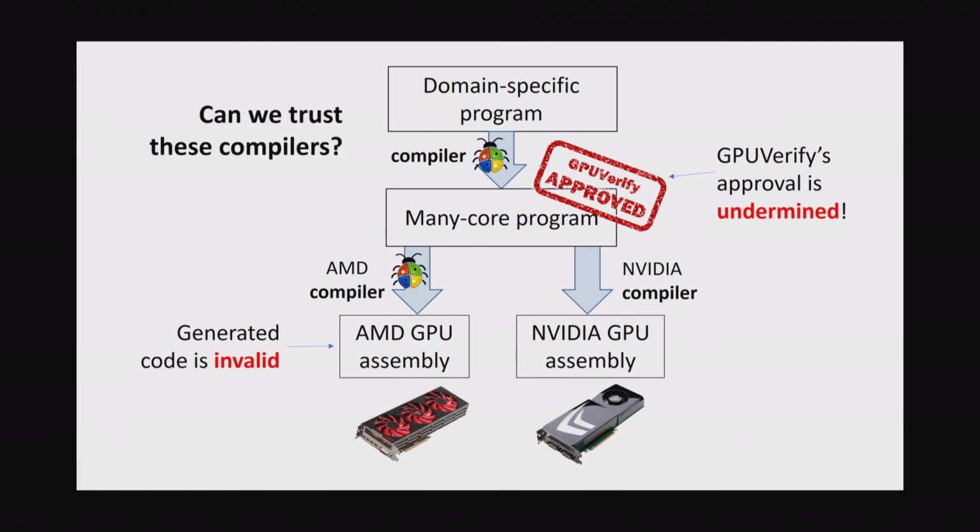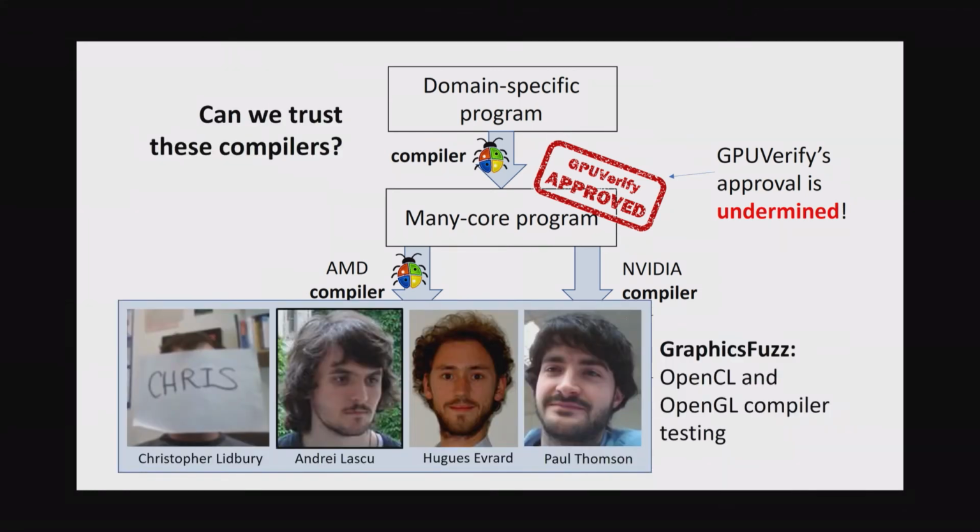So as a little aside, I'm going to tell you in a moment about a technique called GraphicsFuzz that started with an MEng project from my student Christopher Lidbury, where he worked on a tool called CLsmith for finding bugs in OpenCL compilers. And since then, Andrei, Hugues, Paul, and myself have piled in and worked on techniques for finding bugs in various kinds of compilers. I'm going to show you a little demo of that in a moment.